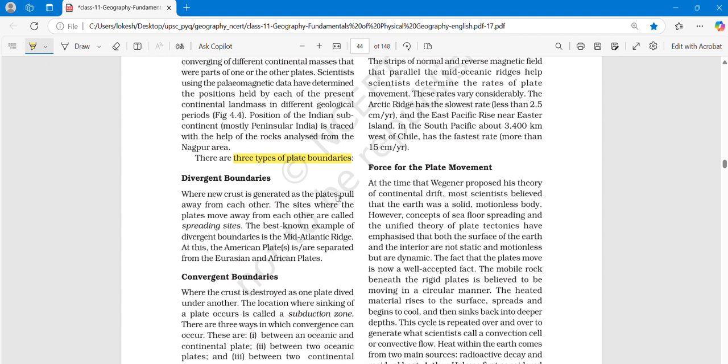When new crust is generated as the plates pull away from each other, the sites where the plate movements occur are called spreading sites. The best known example of divergent boundaries is the Mid-Atlantic Ridge between the African and the American plates.